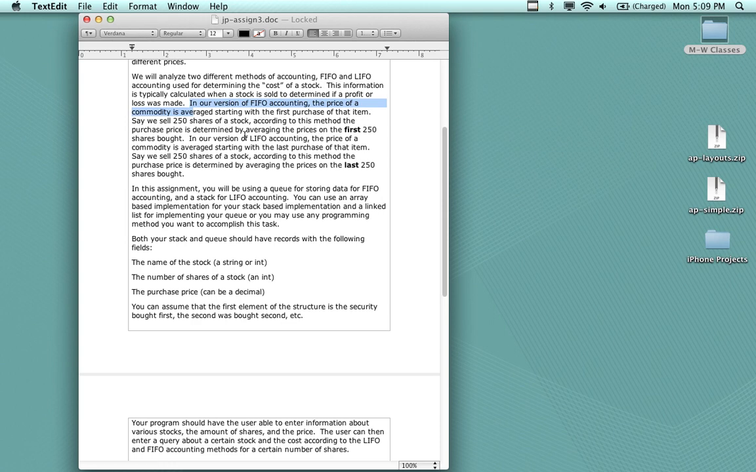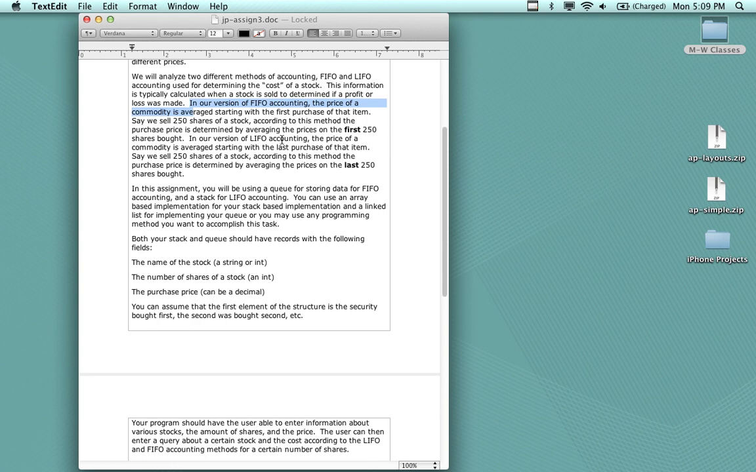So say you sell 250 shares of stock. According to the method, and this is just explaining the concept to you, the purchase price is determined by averaging the price of the first 250 shares. So you take an average of the price. In fact, you can make up the rules for your program. I don't really care. You're just mimicking the concept.